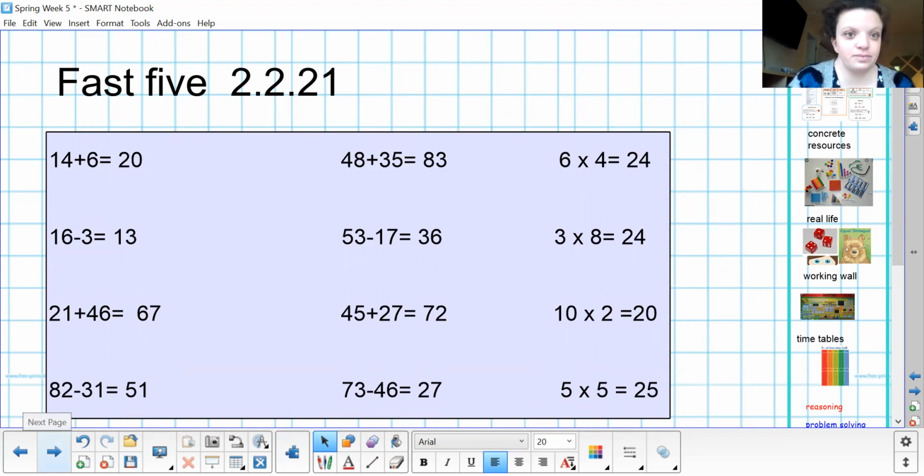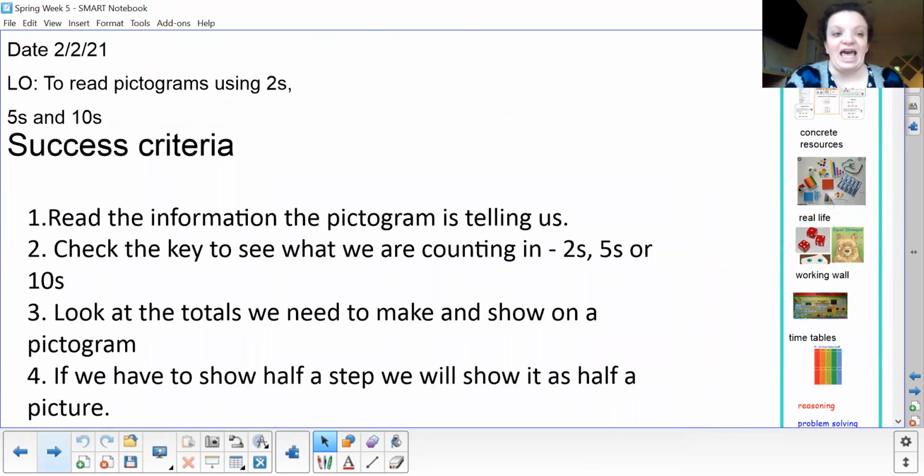Are you ready? So today we're going to be carrying on reading pictograms, but we're going to be using our 2s, 5s and 10s to read them. So as we read them, the key, the scale we're going to be looking at is not going to be in 1s like it has been all the other times. It's going to be in either steps of 2s, 5s and 10s. We're going to bring our knowledge from times tables and multiples of 2s and 5s and 10s into this learning objective and into this learning today.